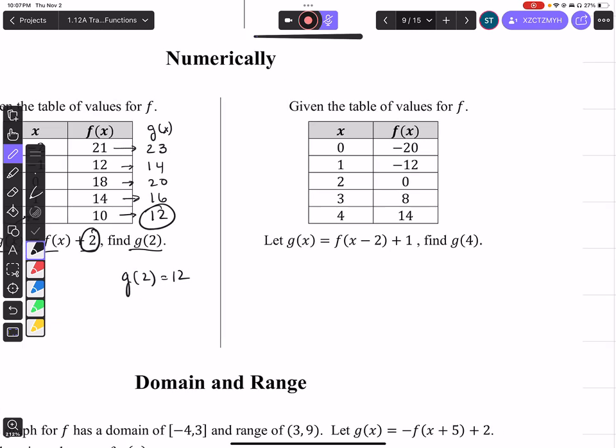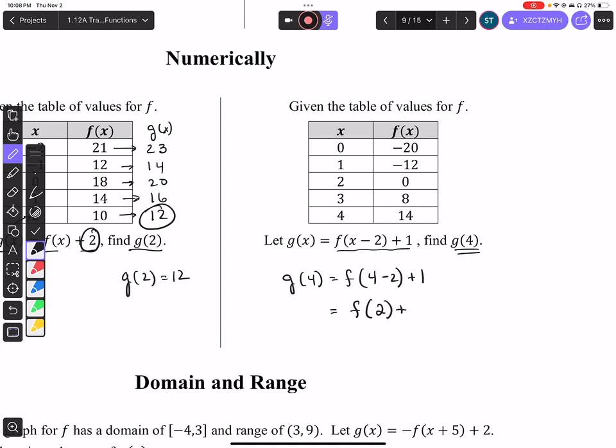Next one, let g of x equal f of x minus 2 plus 1. Find the g of 4. So let's find the g of 4. So that's the f of, I'm going to put 4 in here for my x. So g of 4 is the f of 2 plus 1.